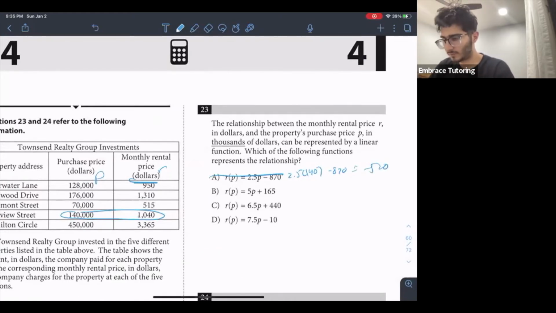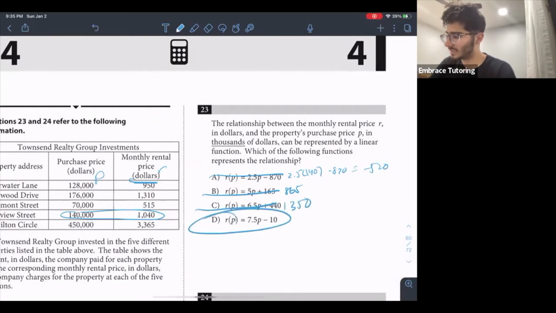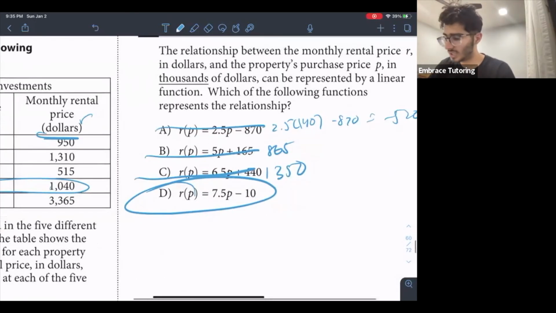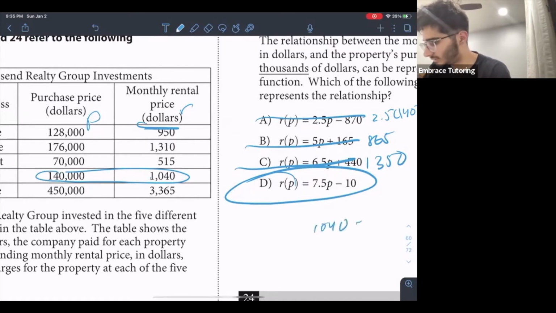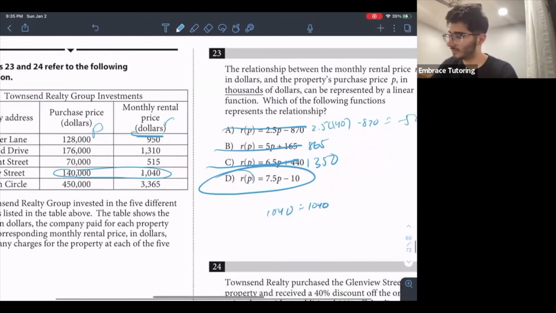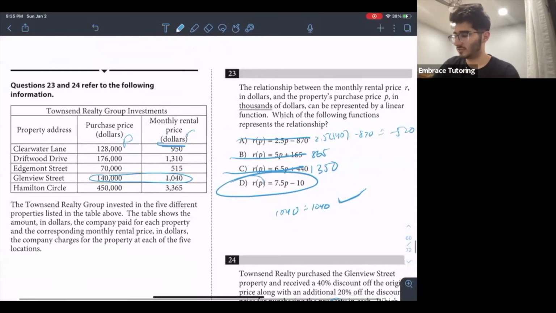5 times 140 plus 165. That gives you 865. That's also wrong. 6.5 times 140 plus 440 gives you 1,350, which is also wrong. So it has to be by default choice D. But let's just double check. 7.5 times 140 and then minus 10 gives you 1,040, which is equal to the 1,040 that is listed in the data table. So you know the answer is choice D.